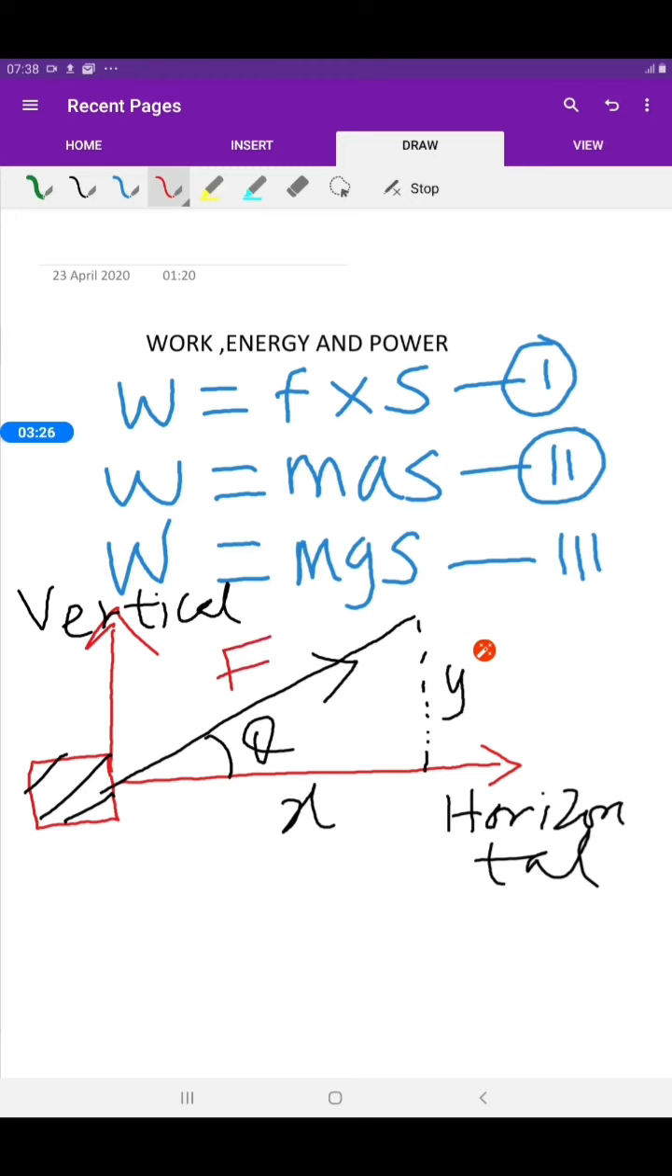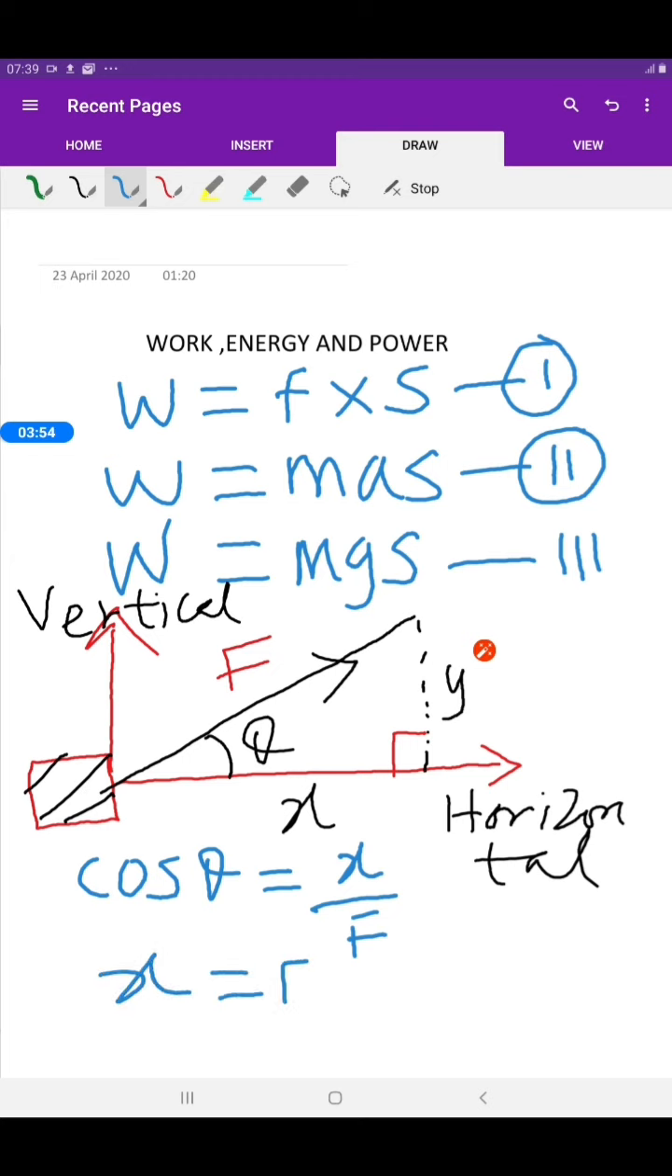Now how can we resolve for x? How can we calculate x? This is angle theta. Using your SOHCAHTOA to calculate x, that becomes adjacent over hypotenuse, and that is what, everybody? Cos. So cos theta equals adjacent over hypotenuse, F. So that becomes what? The horizontal component will now be equal to F cos theta. Does that make sense?